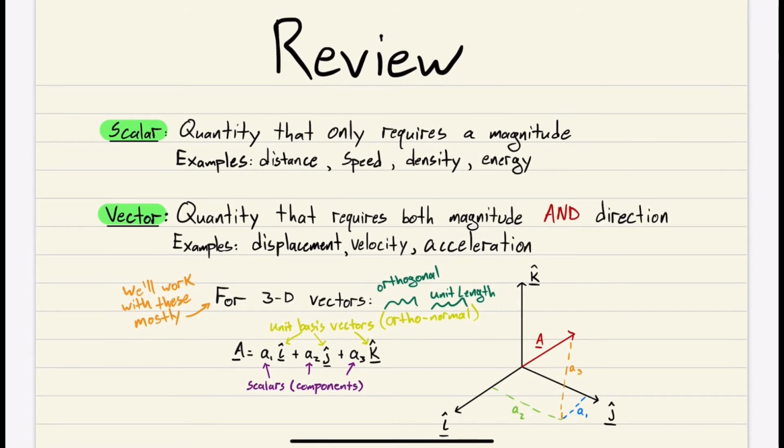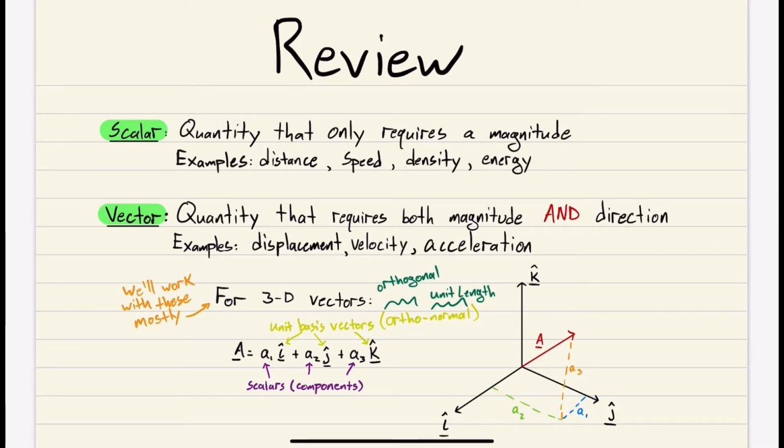So a scalar. What is a scalar? A scalar is a quantity that only requires a magnitude. So something like distance is a scalar. You know, how far away are you? 10 feet. How fast are you going? Speed is a scalar. How fast are you going? 10 miles an hour.